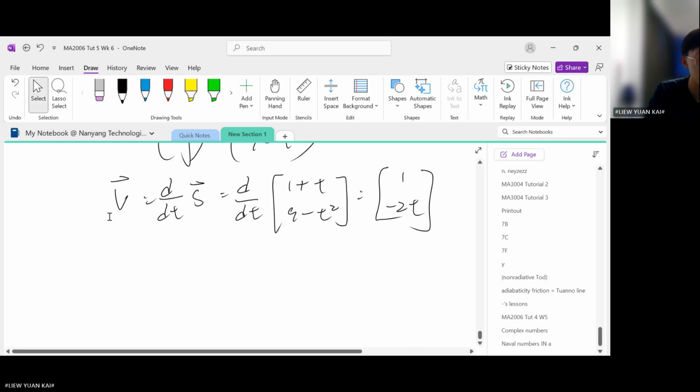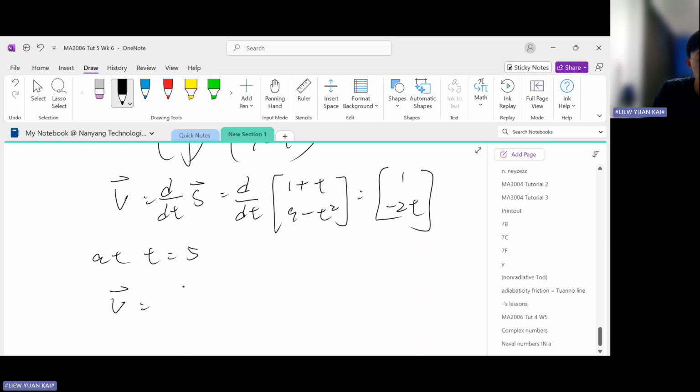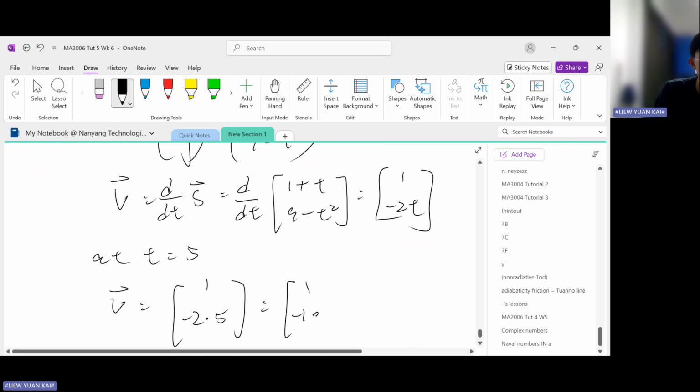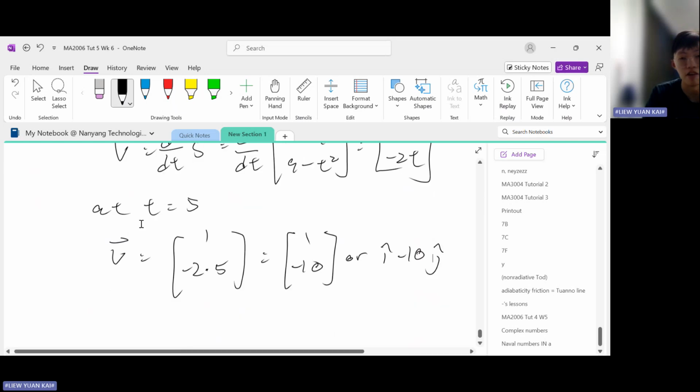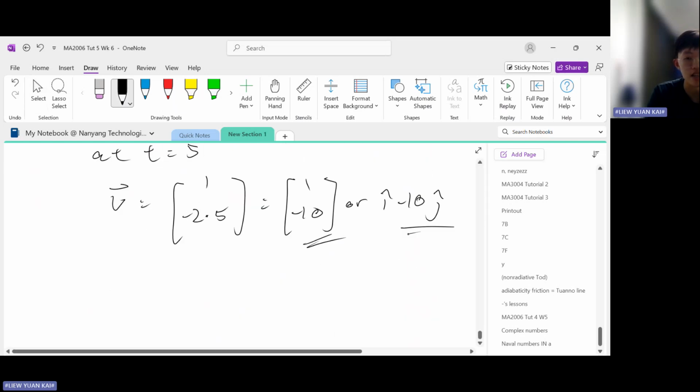But they want it at time equals 5. So at t equals 5, v is equal to 2 times 5, and this is 1 minus 10. Or you can write this in ijk: i minus 10j. It doesn't matter whether you write it in column vector or ijk.